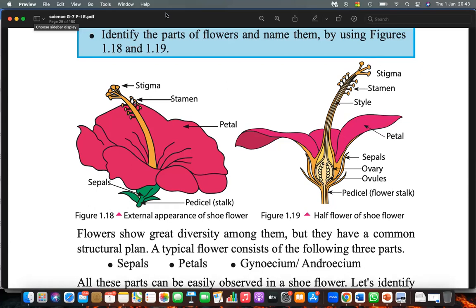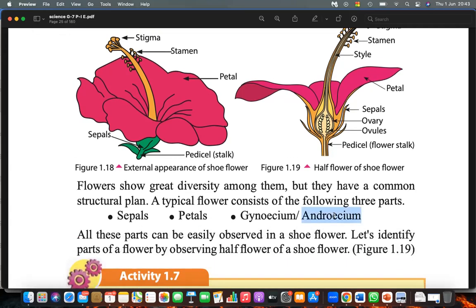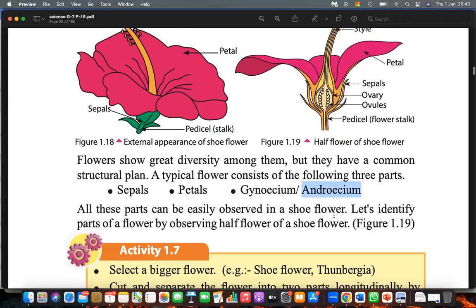Sometimes, you need to know that some flowers do not have the male part and the female part in the same flower. Right. So there are androecium-only flowers, gynoecium-only flowers, and some have both androecium and gynoecium.